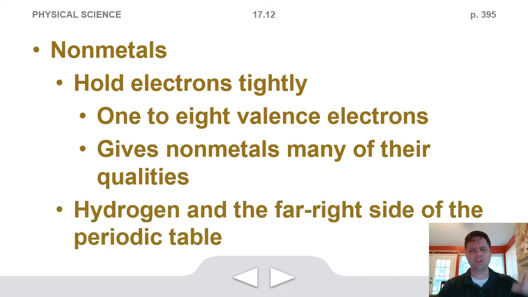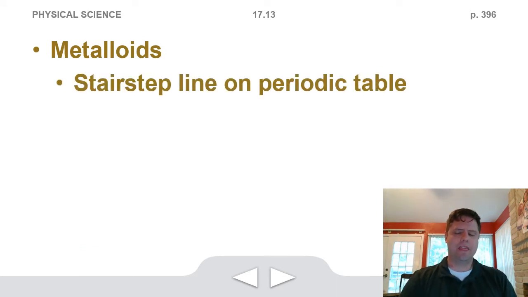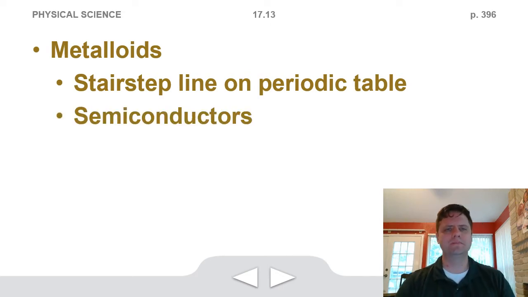Hydrogen, which is on the far left side of the periodic table, and then the rest of the periodic table, the right side of the periodic table, make up the nonmetals. And then you have the metalloids. That's the stuff that's somewhere in between metal and nonmetal, and it's designated for us in the stair-step line on the periodic table, which I'll show you in just a moment.